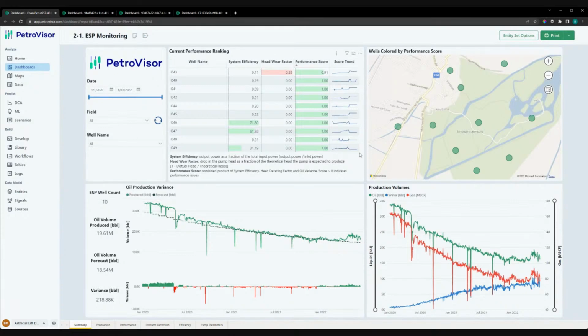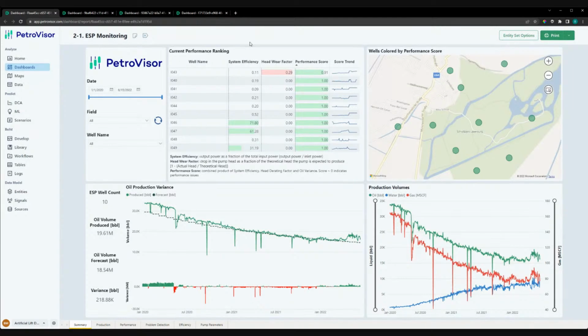What immediately jumps out is our performance ranking. These are our algorithms that we've built in to look at ESPs in this case and look at things like the wear factor, efficiency, and performance. Now, some of these factors are looking at near-term comparison. So performance is relative to a short period in time. So that could be yesterday's data, last week's data. We're looking at the efficiency and the performance of this ESP well relative to how it performed in the near term. We're also looking at a wear factor and efficiencies that are more longer term.